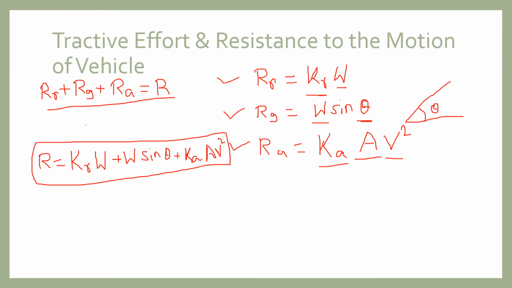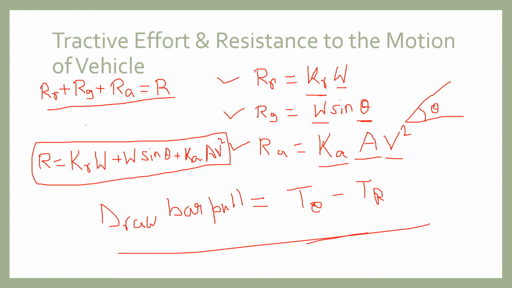Now after knowing this, we need to find out the drawbar pull. The drawbar pull is the tractive effort of the vehicle which overcomes the total tractive resistance and drives the vehicle with load for the acceleration. So the equation should be like this: drawbar pull equals tractive effort minus tractive resistance.